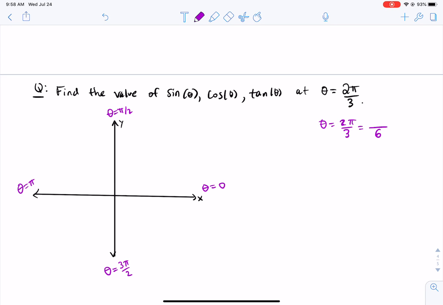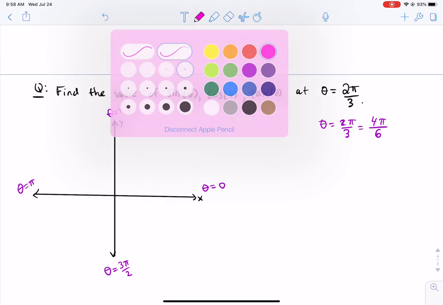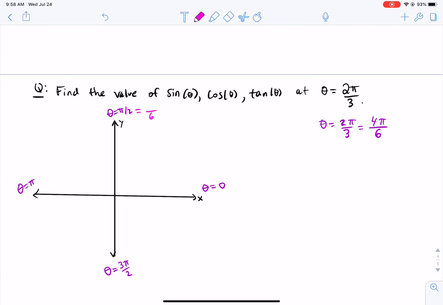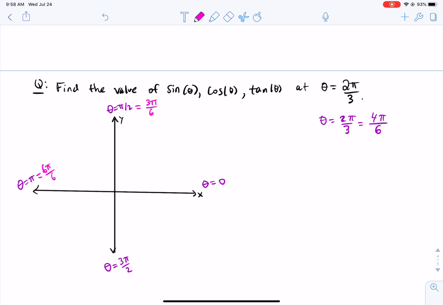So what do you have in the numerator there? 4 pi over 6. Now, can you get these to have the same denominator as that one? Sure. So this one will be something over 6. That will be 3 pi over 6. The pi over here, theta equals pi, will be 6 pi over 6. And the last one on the bottom will just be 3 pi over 2, so multiply this by 3, that will be 9 pi over 6.